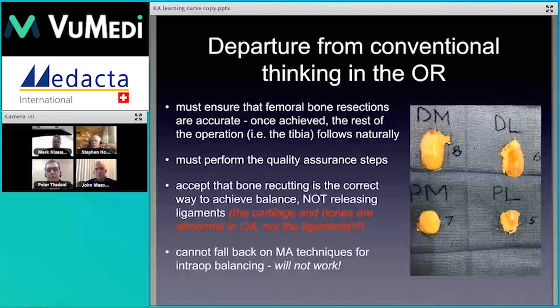You have to remember that with osteoarthritis, it's the cartilage and the bones that are abnormal, not the ligaments. So why are we forcing the ligaments to match our bone cuts? We should be doing our bone cuts to align with the ligamentous sleeve. And the other important thing to remember: once you start a KA knee, in the middle of the operation, you cannot fall back on MA techniques for balancing. It will not work, and you will end up chasing your tail and ending up with a knee that's either not balanced, not aligned properly, or both. So once you start a kinematically aligned knee procedure, you've got to stick with it.